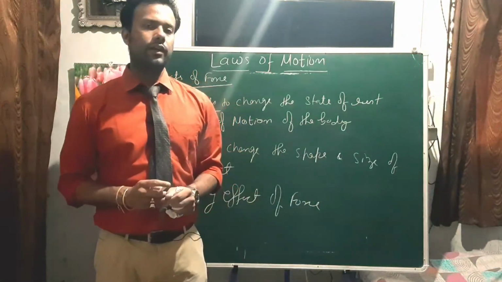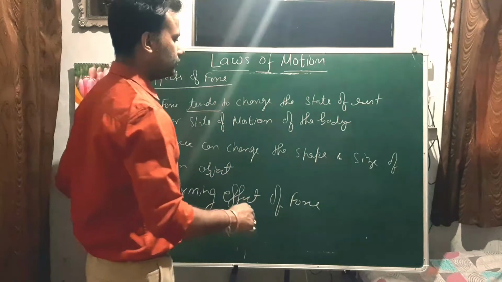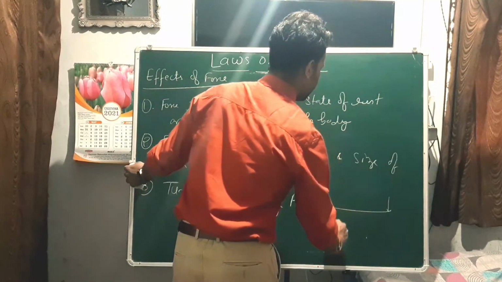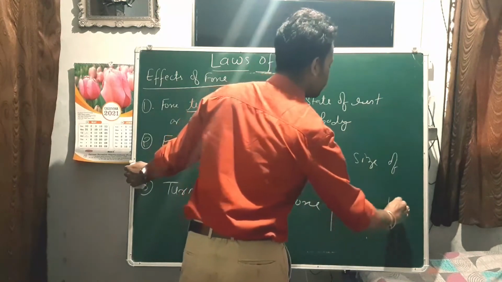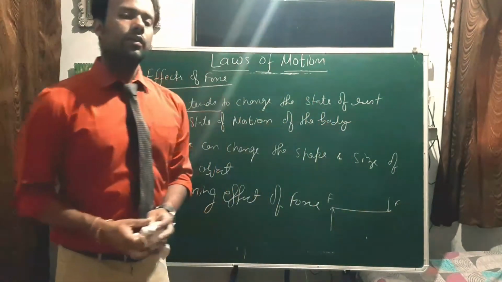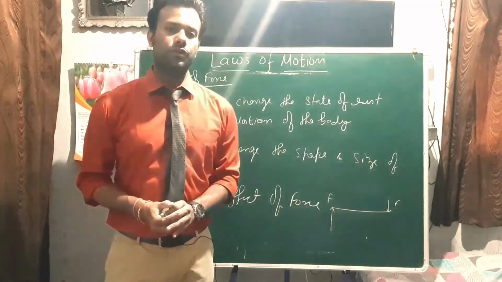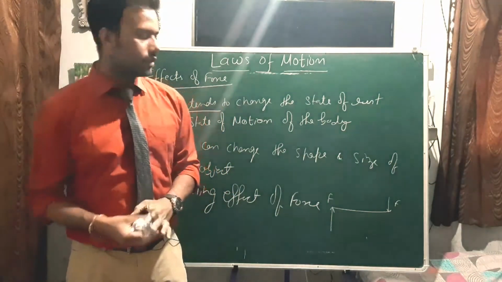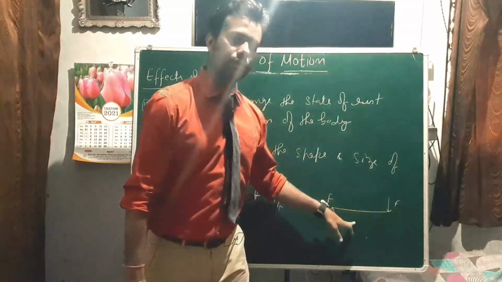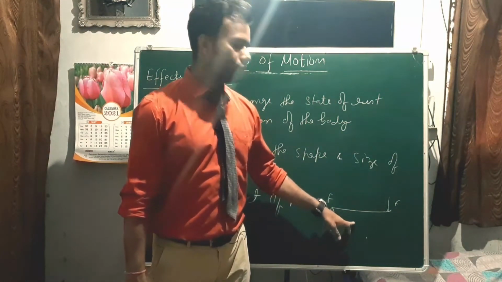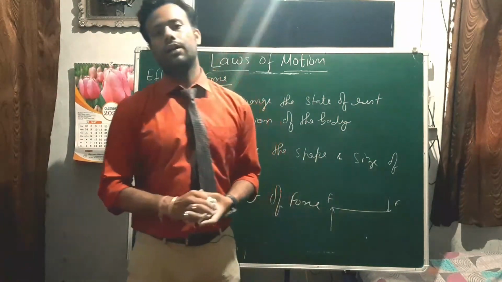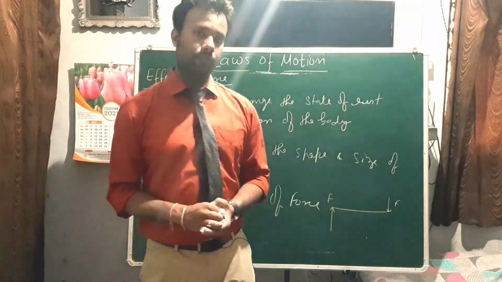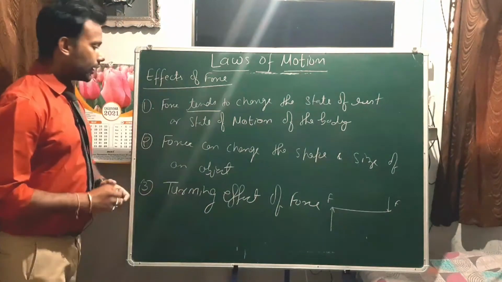The turning effect is only created when an equal amount of force is applied on the body at two different points. You can see here, I'm trying to rotate this rod and applying the force on both ends in different directions. Then only this rod can be rotated. So these are the effects of forces.